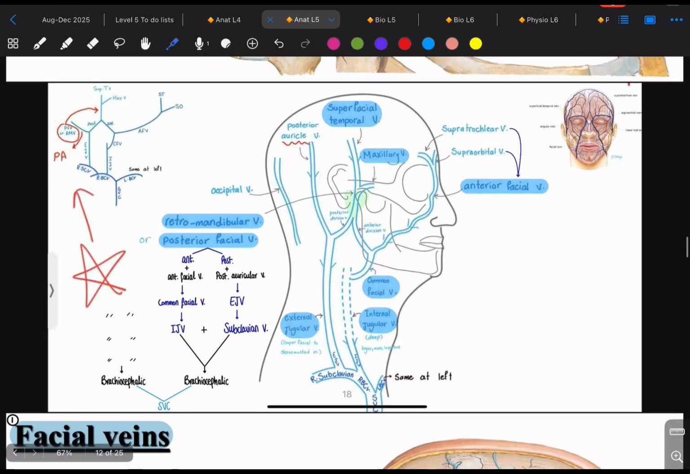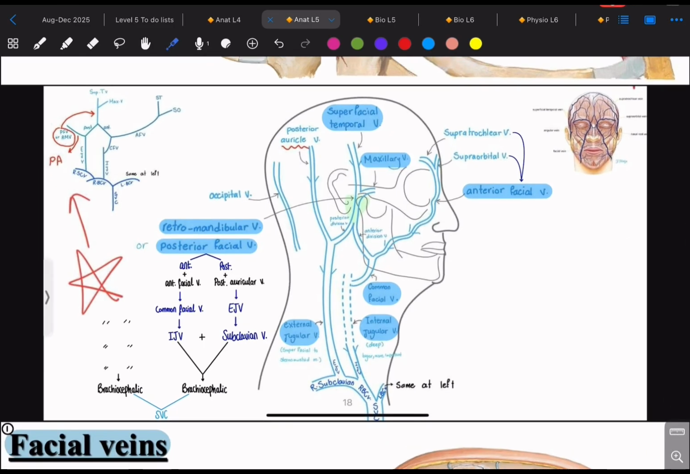Now let's move to the veins. For the veins, the most important thing we need to know are the formation and termination. So we need to know how each vein is formed, and when it terminates, what branches does it give, okay? And this is going to be the site of question. So focus on each vein and its formation, or how is it formed, and the termination, okay? This is very, very important.